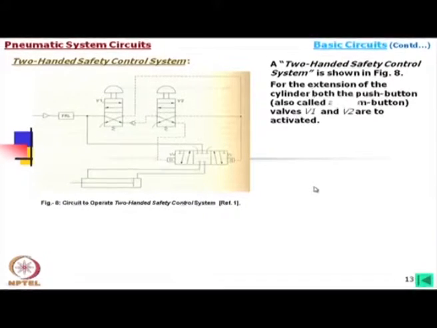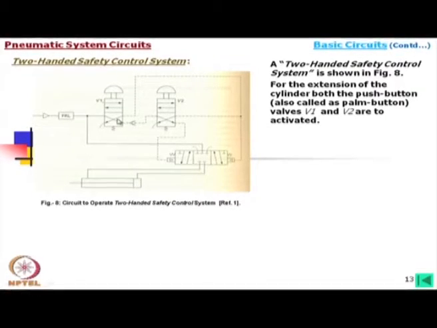and this is the main supply source. Now, for the extension of the cylinder, both push buttons, also called pump buttons, are to be pushed. Pump buttons are usually very big in size, you can simply push them like this. Suppose you are pushing this one, the air is going like this, coming over here and trying to actuate this one, but this one you have not pushed.